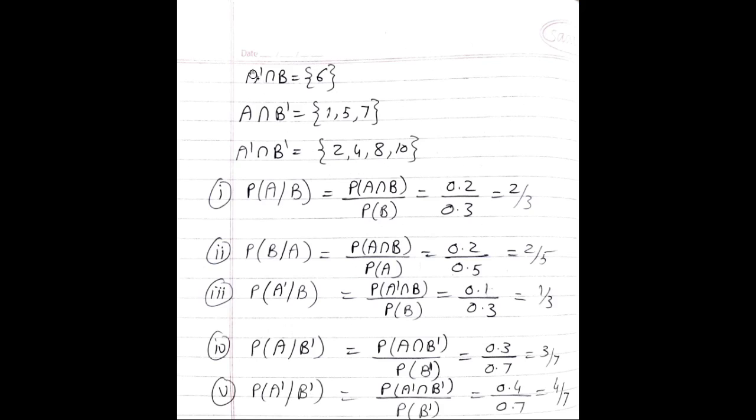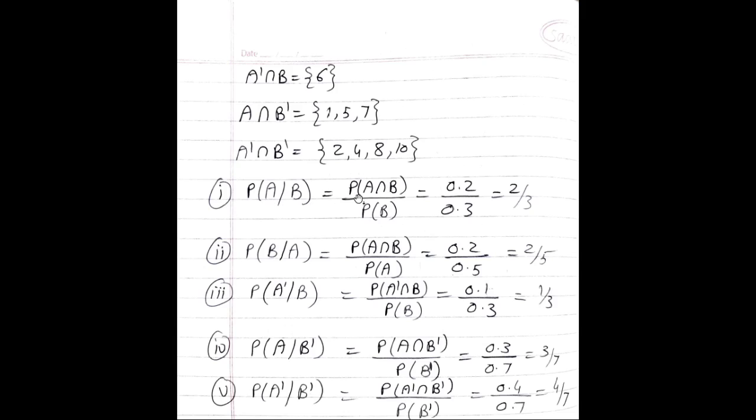A complement, the outcomes are 2, 4, 6, 8, 10. B complement: 1, 2, 4, 5, 7, 8, 10. A complement intersection B, there is a single point, 6. A intersection B complement, the outcomes are 1, 5, 7. A complement intersection B complement: 2, 4, 8, 10.